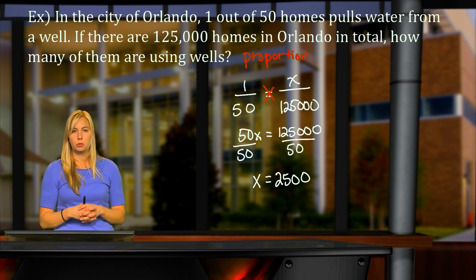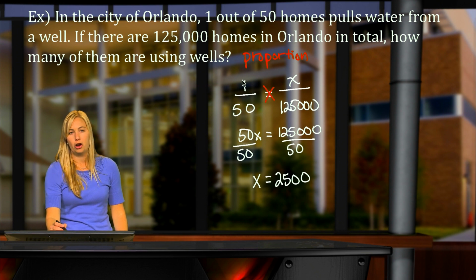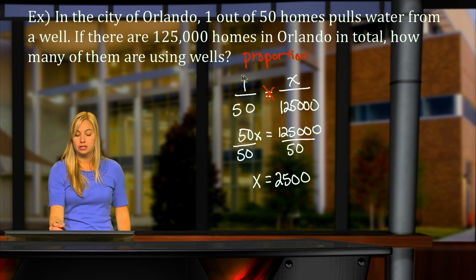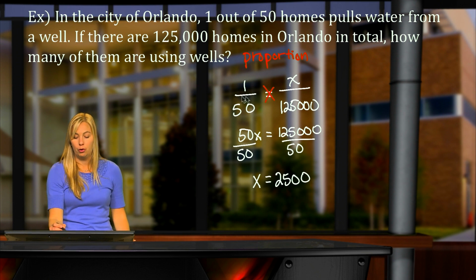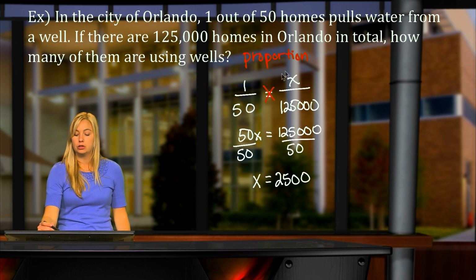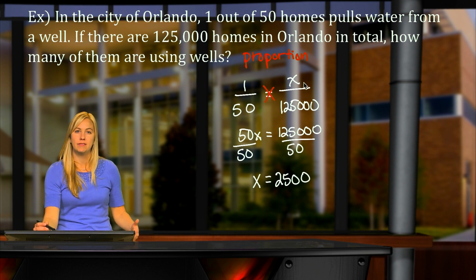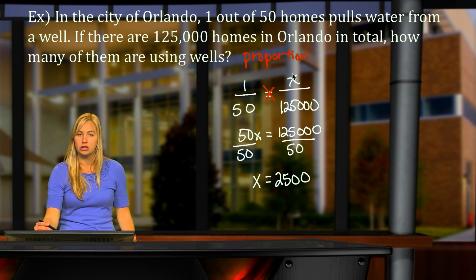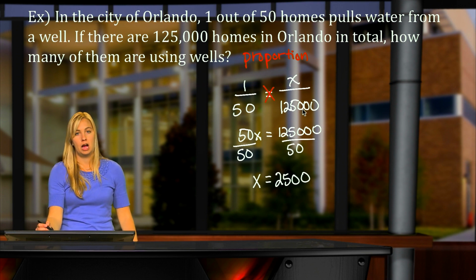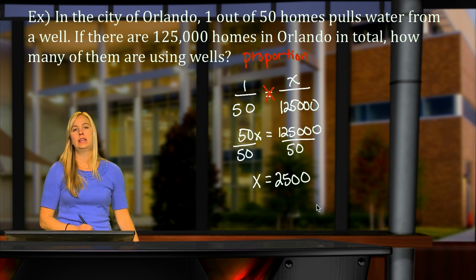Some things to remember when you're solving or setting up proportions. The numerator of my first ratio had to do with the number of homes that had a well over the total number of homes. So the second ratio I set up has to have the same order. The numerator is going to represent the number of homes with wells specifically, where the denominator is going to represent our total. Only in the case where you've got a proportion, in other words, two fractions that are equal to one another, can you use the cross multiplication.